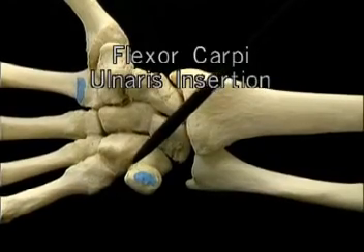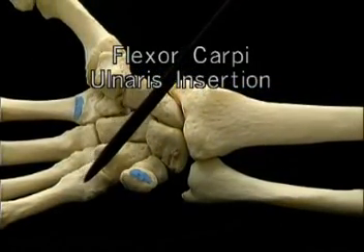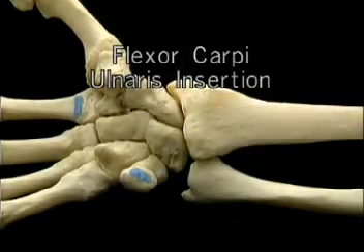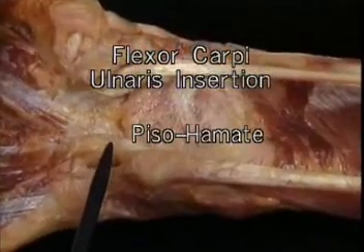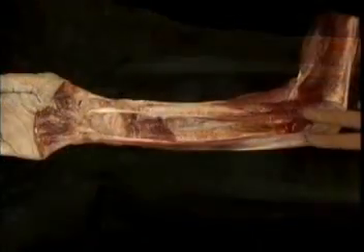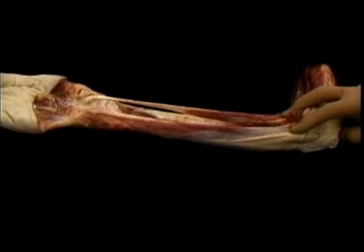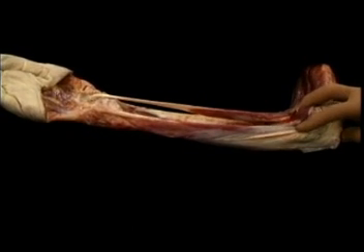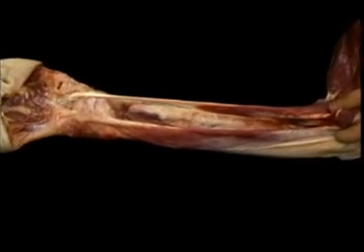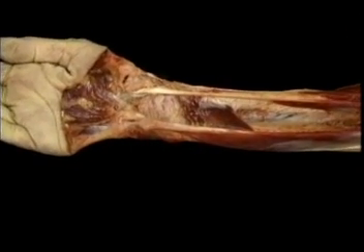From the pisiform, the pull of flexor carpi ulnaris is transmitted to the hamate bone and to the base of the fifth metacarpal by these strong ligaments, the pisohamate and pisometacarpal ligaments. The two wrist flexors, acting together, produce flexion of the wrist. Acting separately, the ulnar and radial flexors contribute to ulnar abduction and radial abduction, respectively.